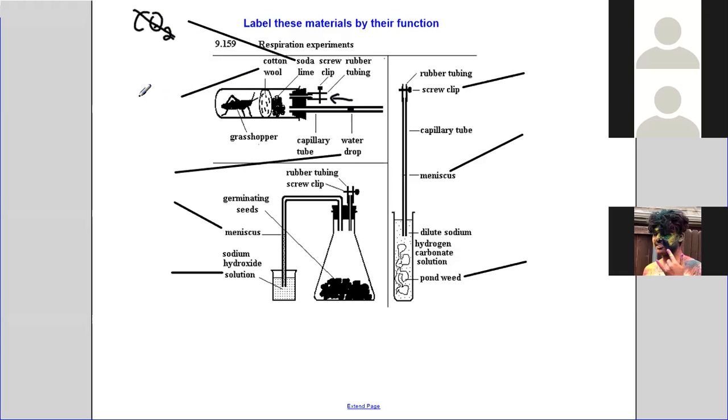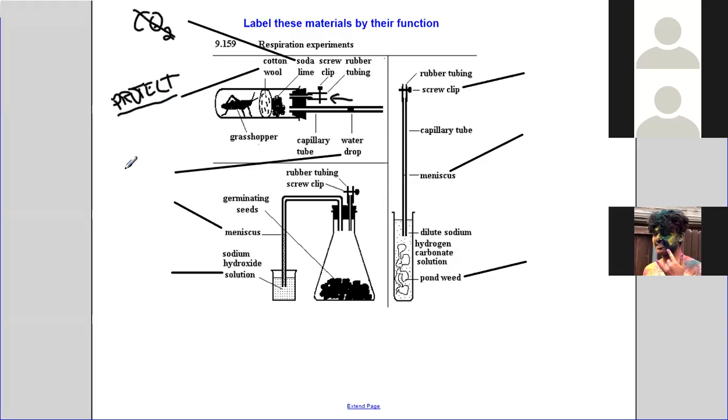The cotton wool is going to be to protect the cricket. We don't want the cricket to die. We want to make sure that the cricket stays alive for 2 reasons. We want to be ethical and keep our animals safe, but we also want to make sure it's alive so we can actually measure respiration at all.